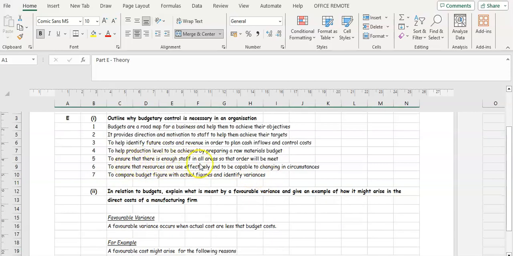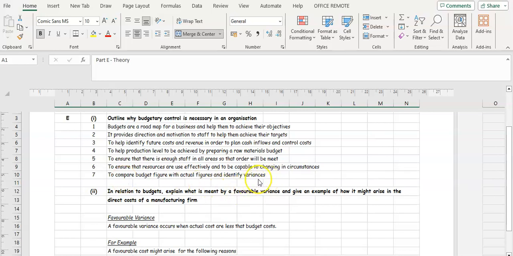To ensure that there's enough staff in all areas that orders will be met, especially in busy periods around Christmas or summertime. To ensure that resources are used effectively and be capable of changing in circumstances, and to compare budget figures with actual figures and identify variances.